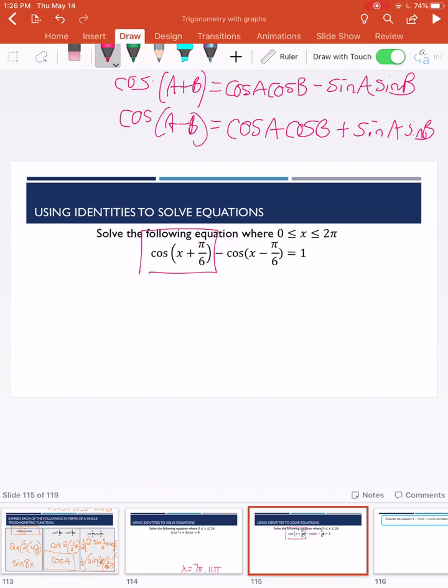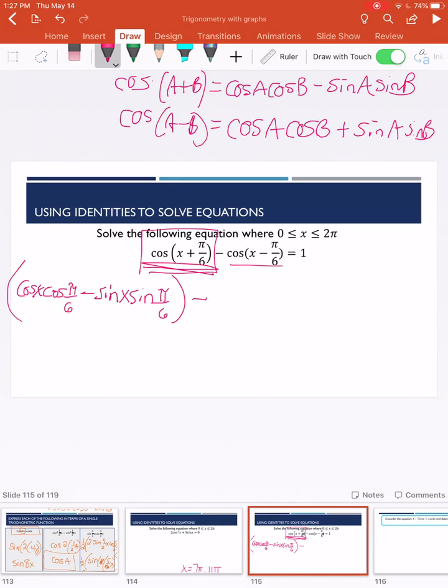Now I'm going to have to write really small because I'm going to write this out. I'm going to start with my sum identity for cosine. My first angle is x, my second angle is pi over 6. I'm just going to write that out and replace everything. So I have cos x cos pi over 6, minus, whoops, I wrote plus by accident, minus sine x sine pi over 6. All I've done is replace that with the identity.